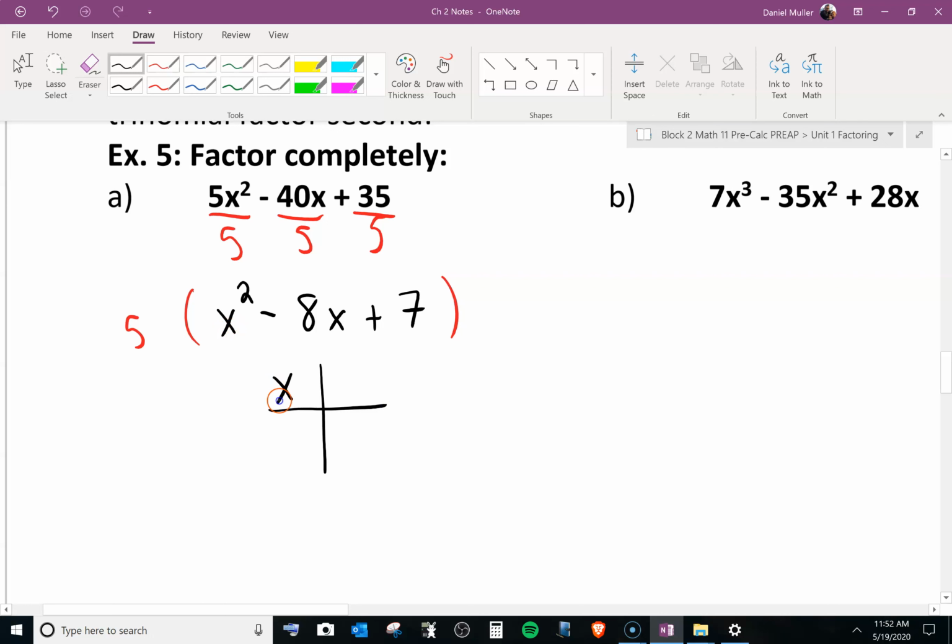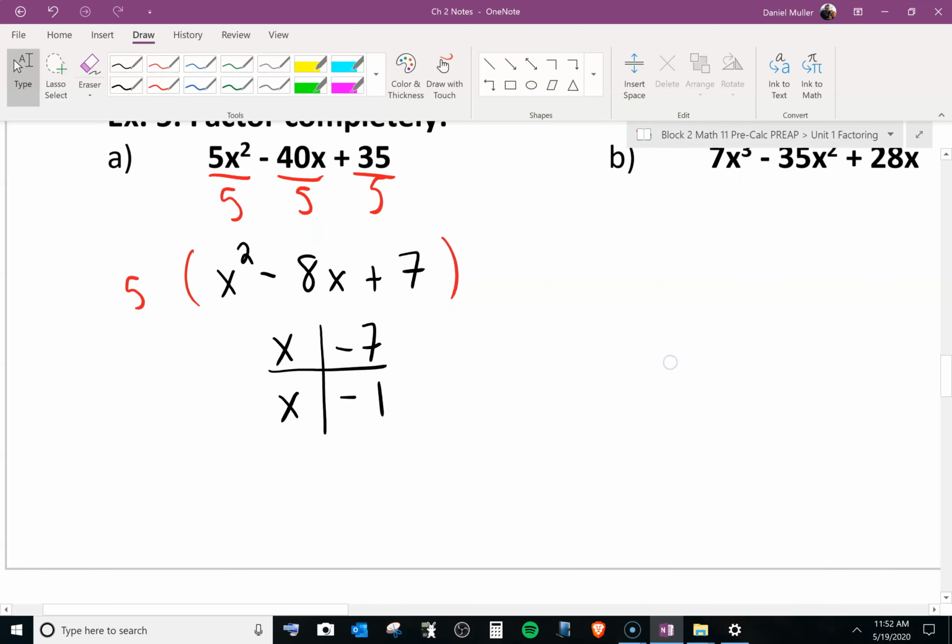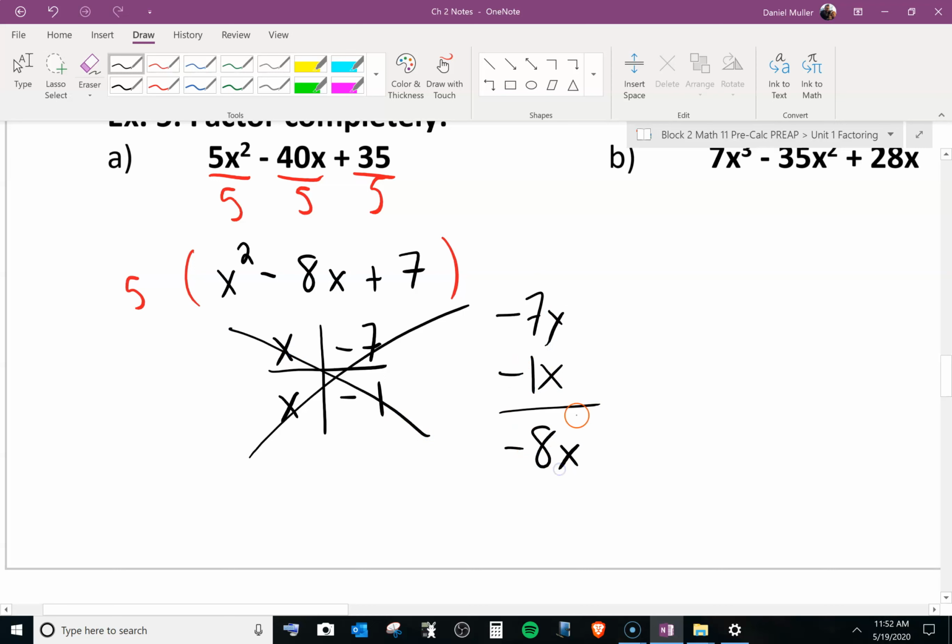So x squared is going to be x and x. 7 is 7 and 1. But they both need to be negative. Negative 7 times negative 1 still preserves this is a positive 7. And the left side still preserves to be x squared. My diagonals are a negative 1x and a negative 7x. Negative 1 and negative 7 add up to negative 8. So again, this diagonal is negative 7x. This diagonal is negative 1x, which together add up to negative 8x, which is my middle term.